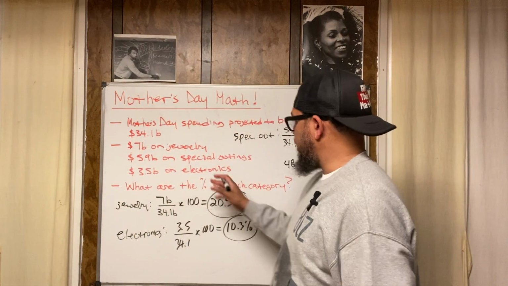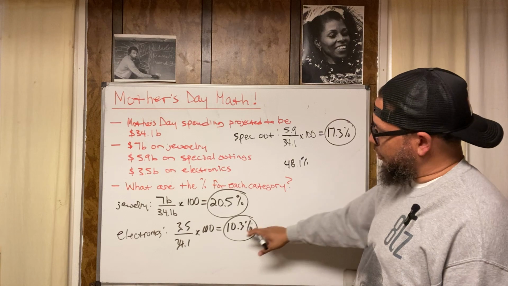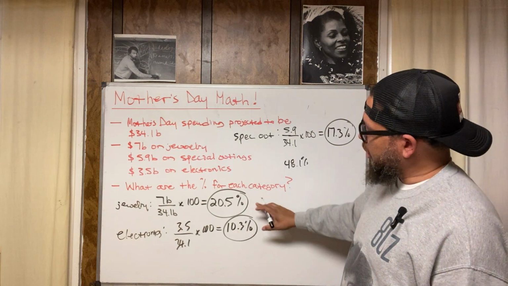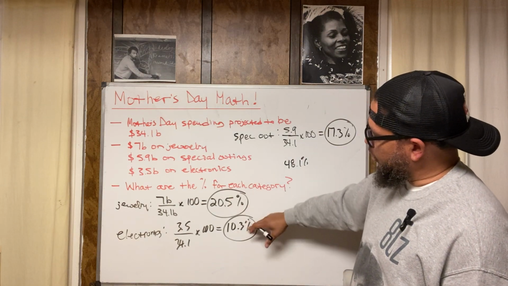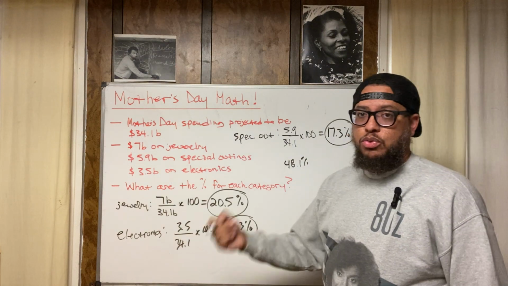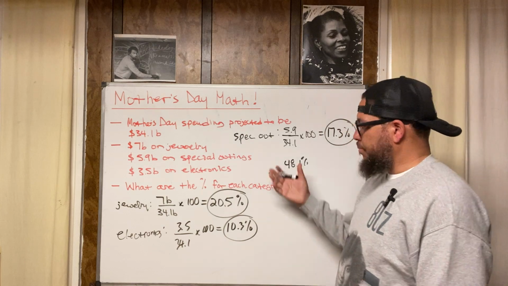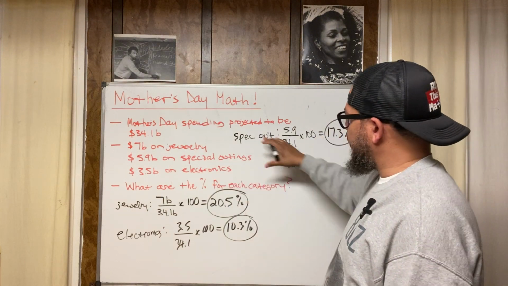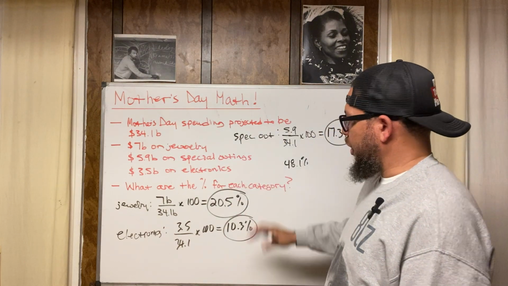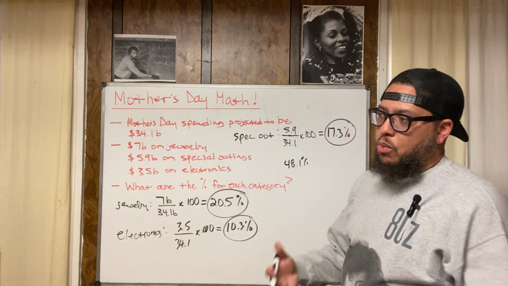This is the sum of these 3 categories added up. 20 and 17 is 37. 37 and 10 is 47. 47 and 0.5 and 0.3 is 0.8. 0.8 and 0.3 is 1.1. 47 plus 1.1 is 48.1. So 48.1% is the sum of these 3 categories, right? 48%, so almost half. Just something I want y'all to know how to do.